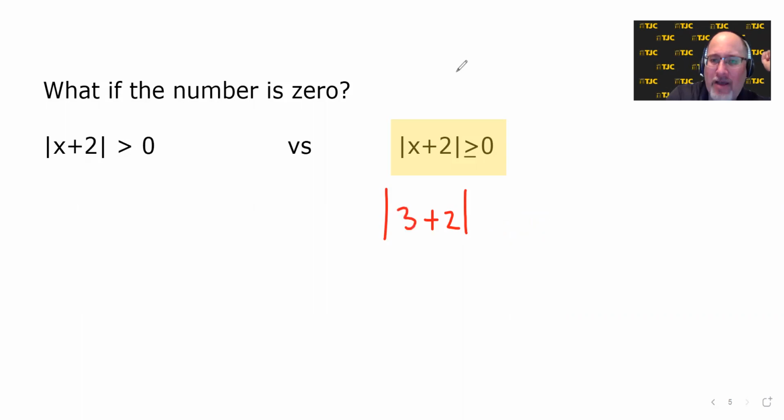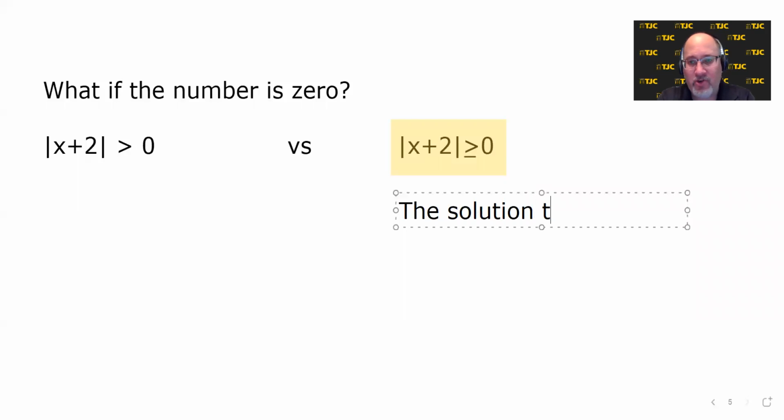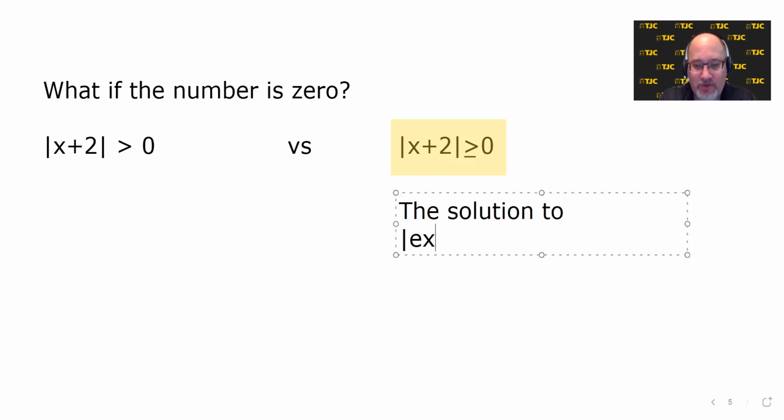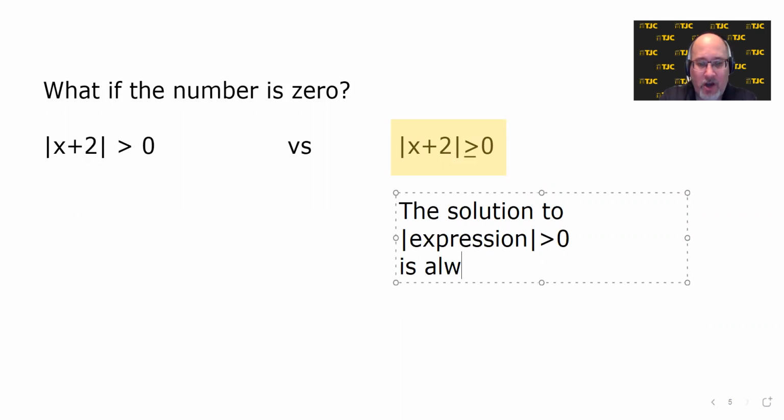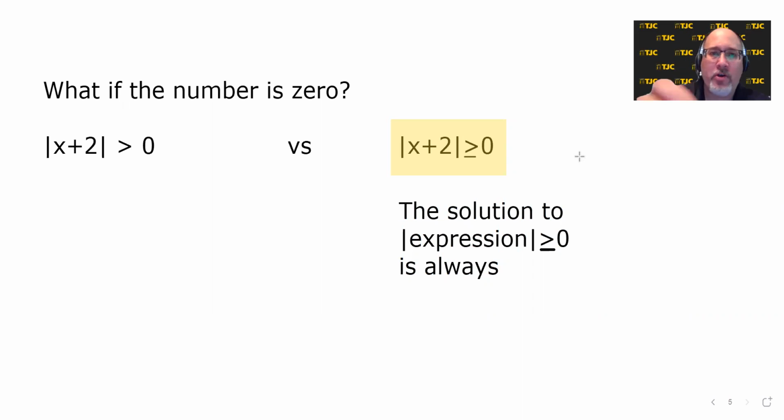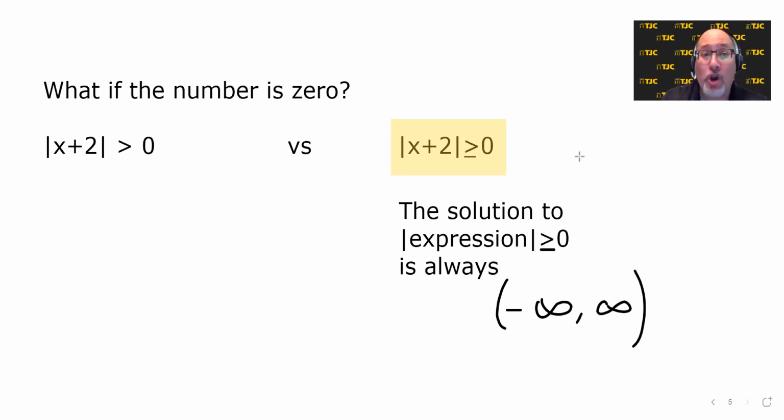So in the case that you have an absolute value greater than or equal to 0, the solution will always be all real numbers. The solution to the absolute value of an expression is greater than or equal to 0. I'm going to draw the interval as well. But the solution to the absolute value of an expression is greater than or equal to 0 is always negative infinity, comma, infinity. Every number works.